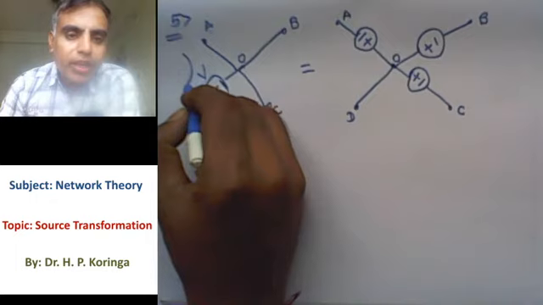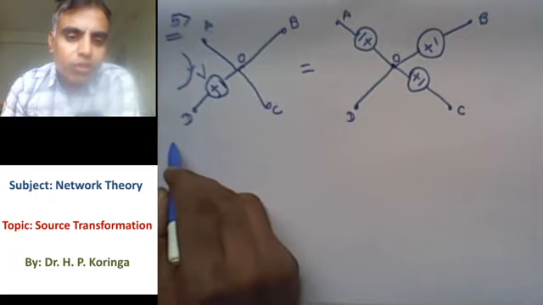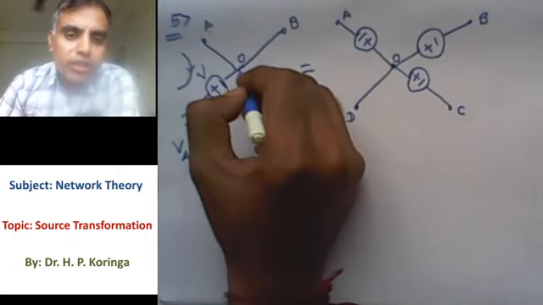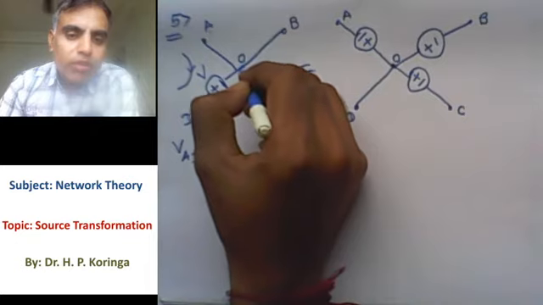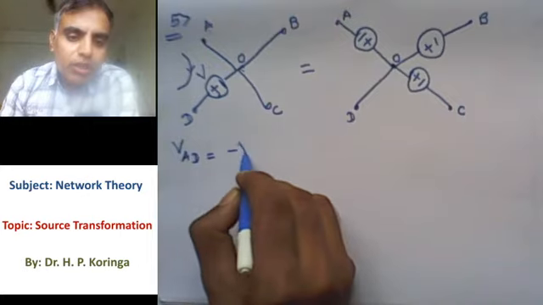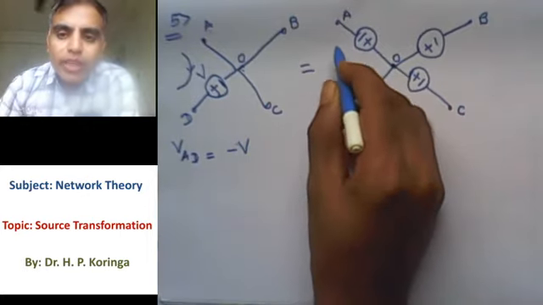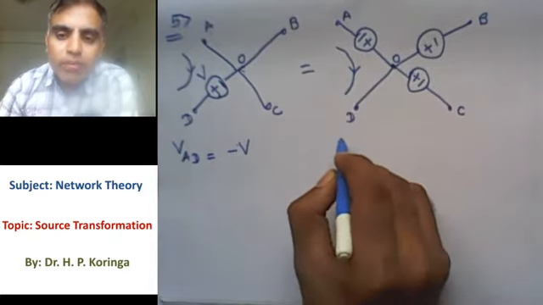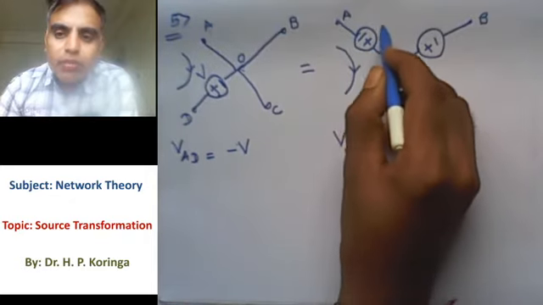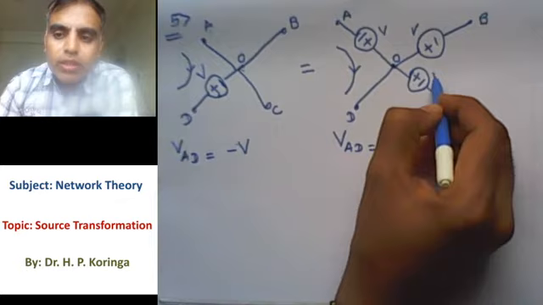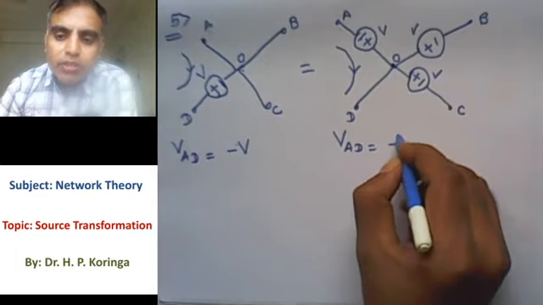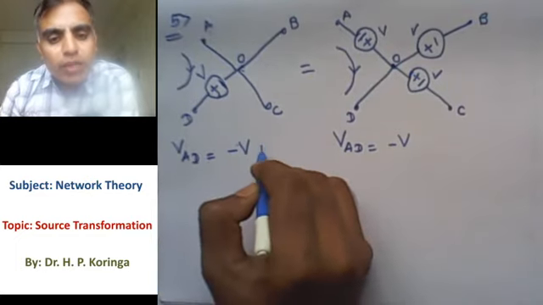If we apply KVL in this loop from A to D, let me find the voltage between A and D. In this branch the voltage A to O is 0, and O to D is minus and plus, so it is minus V. Now let me find the voltage between A and D in the modified network. Here the voltage is V, with negative toward there, so minus V, and this branch voltage is 0, so it is minus V. So both are equivalent.